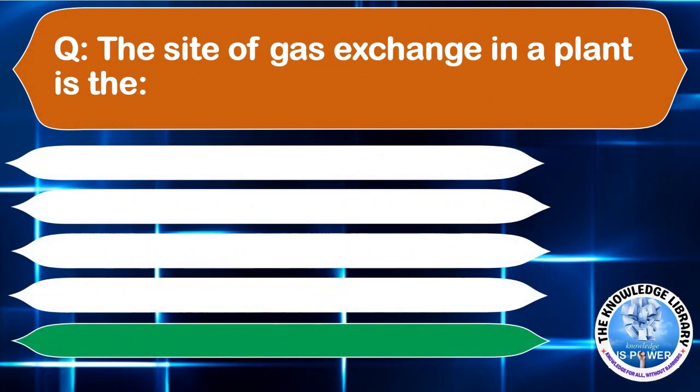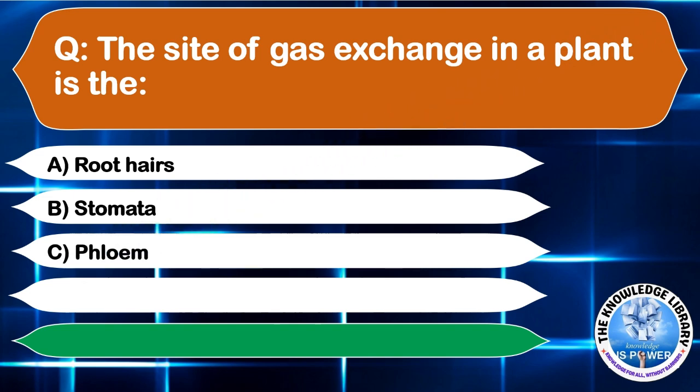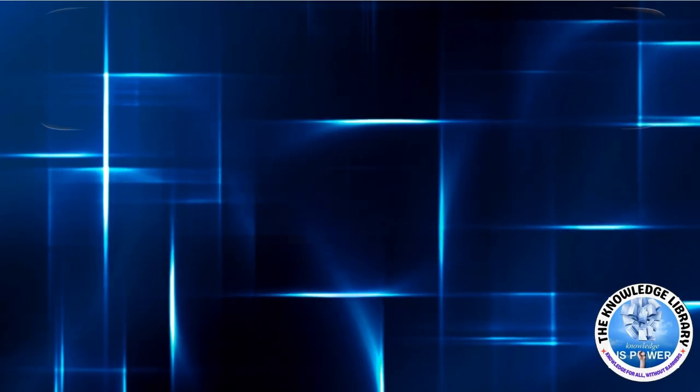The site of gas exchange in a plant is the option A, root hairs. Option B, stomata. Option C, phloem. Or option D, xylem. The correct answer is option B, stomata. Moving to the next question.